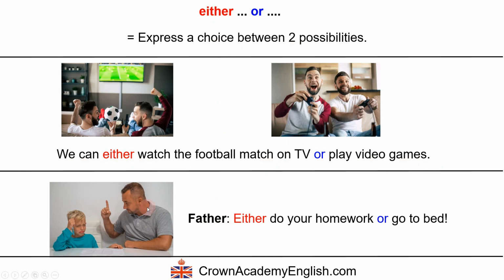And this is the father speaking. And here we're using an imperative form. We're giving an order. Either do your homework or go to bed. Okay, so the father is giving an instruction, an order. Do your homework or go to bed. So we have either or. Either this action or this action.